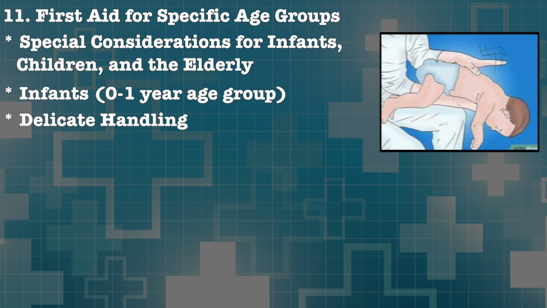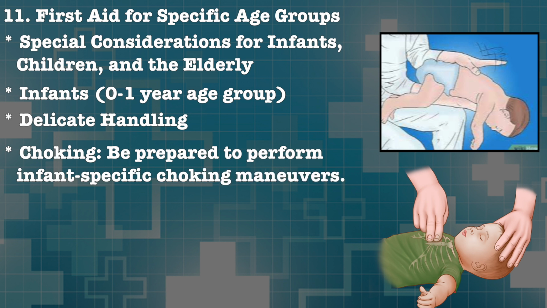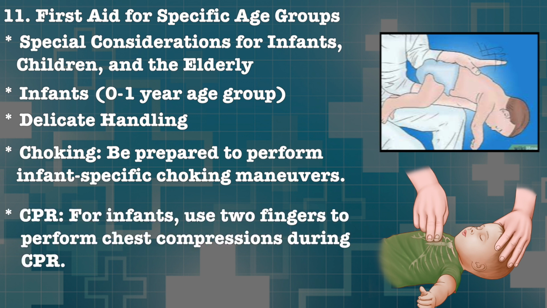Second one is choking. Infants have a higher risk of choking due to their small airway. Be prepared to perform infant-specific choking maneuvers. Third one is how to give CPR to infants. For infants, use 2 fingers to perform chest compression during CPR, as we can see in the picture.